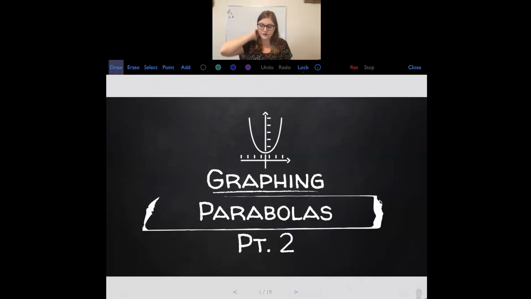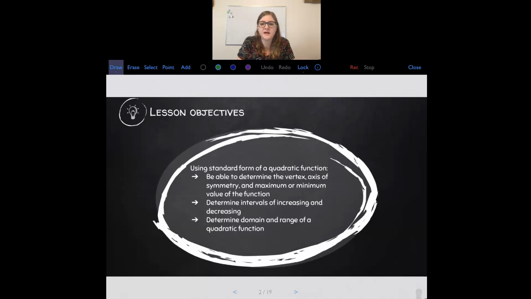In this lesson, we are going to go over graphing parabolas, part 2. So our objectives are we will understand standard form of a quadratic function. From that, we'll be able to determine the vertex, axis of symmetry, and maximum or minimum value of the function. Then we'll also apply our previous knowledge of intervals of increasing and decreasing and domain and range to quadratic functions and be able to determine those from the information that we have.